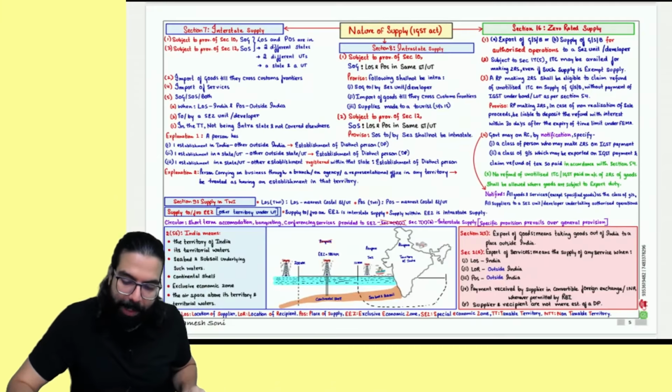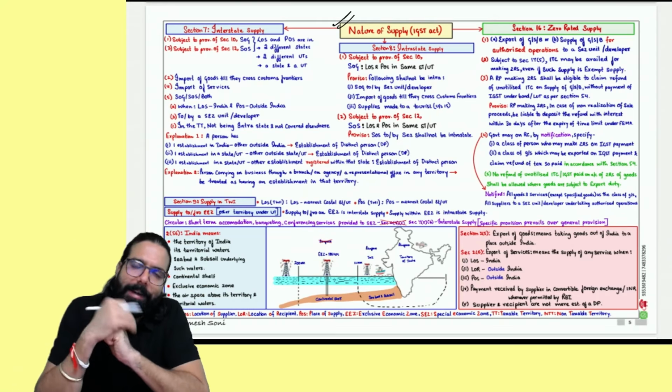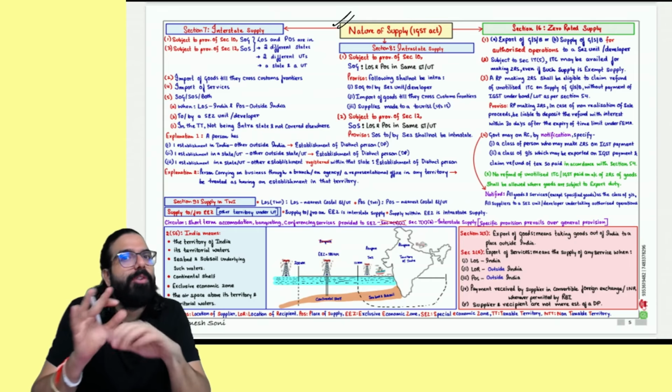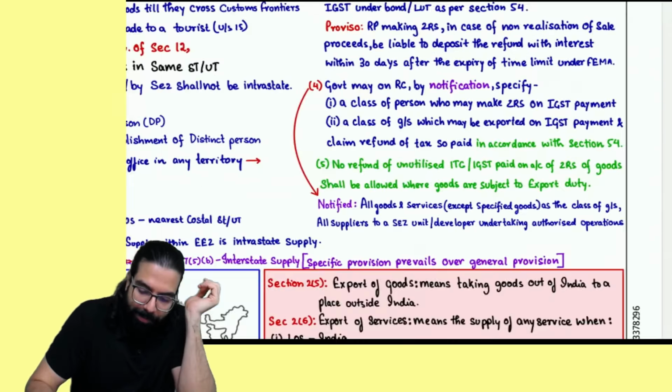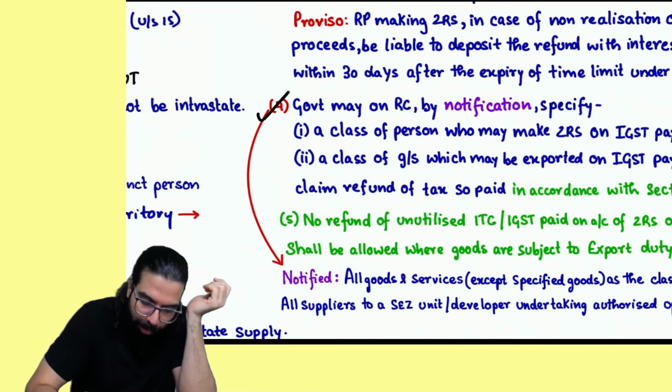Done. Okay. Now, the nature of supply chapter. Once goods and services are being supplied. In the Supply chapter, Section 16 used to come, which used to talk about zero rated supply. Correct, sir? Yes, sir. This point is clear. In Section 16, subsections 1, 2, 3, 4 used to be there.